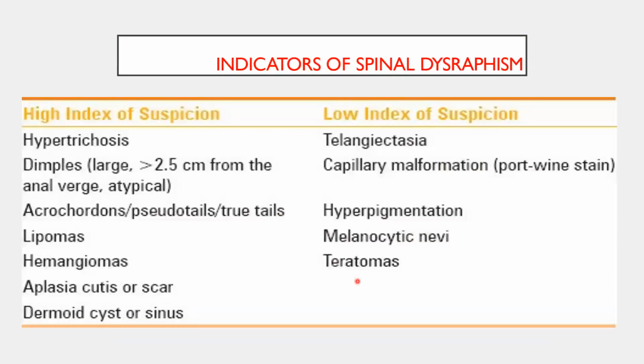Next. Whenever you are seeing hypertrichosis, dermal pits, pseudotails, lipomas, hemangiomas, aplasia, dermoid cyst on the back, kindly look for spinal deformity. Kindly get the MRI lumbosacral spine done, because patient will be having underlying myelocele, meningocele defects.